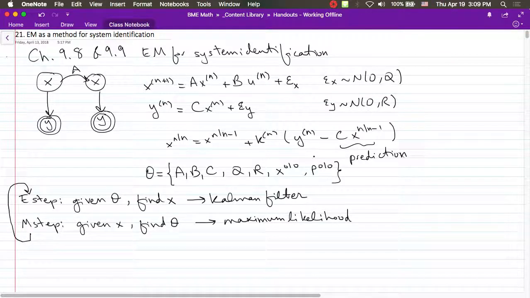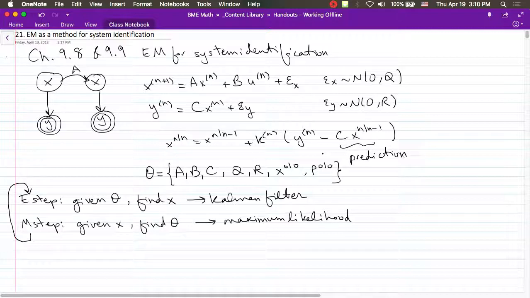So you have a whole bunch of data. The data are the y's, y of 1 through y of capital N. You say, let's just take a wild guess about A, B, C. You just have to have the right dimensions. Using that A, B, C, you use the Kalman filter, you estimate x. Now you have x and y. Now you say, how do I find the best A, B, C for this x and y?